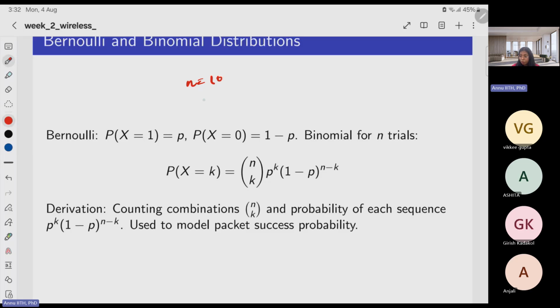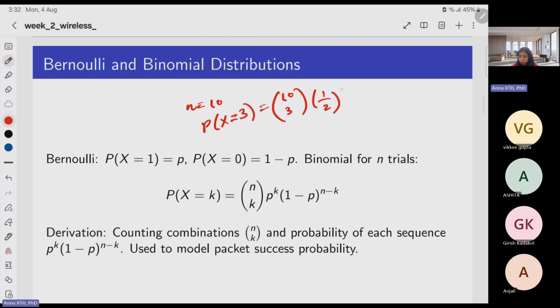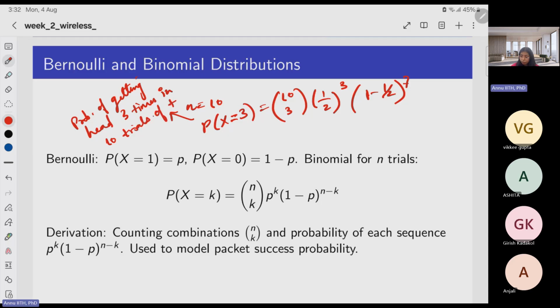So here n is 10, tossing a coin. Suppose you want the probability of getting a head 3 times. So it is C(10,3), the probability of getting a head is 1/2 to the power 3, and the probability of not getting a head, 1 minus 1/2, is to the power 7. So this is the probability of getting a head 3 times in 10 tosses.